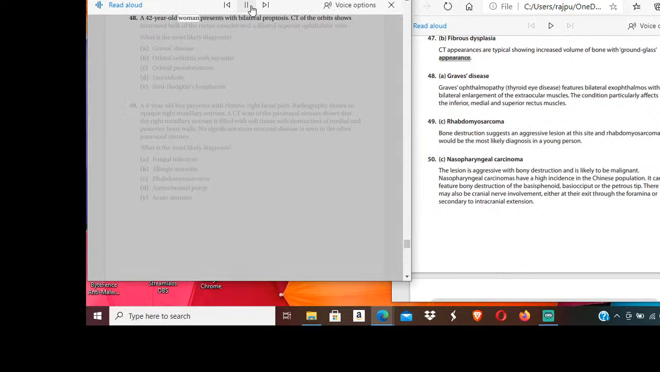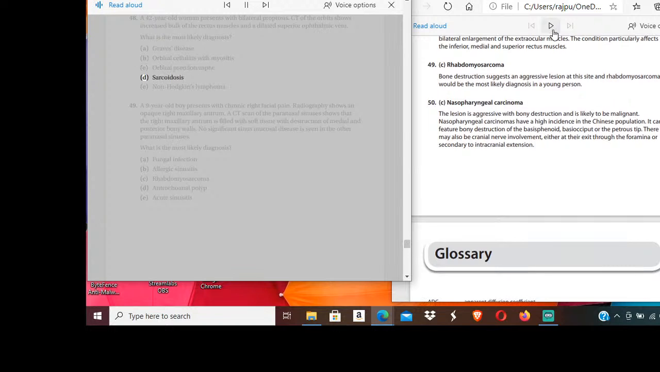48. A 42-year-old woman presents with bilateral proptosis. CT of the orbits shows increased bulk of the rectus muscles and a dilated superior ophthalmic vein. What is the most likely diagnosis? A. Graves' disease. B. Orbital cellulitis with myositis. C. Orbital pseudotumor. D. Sarcoidosis.